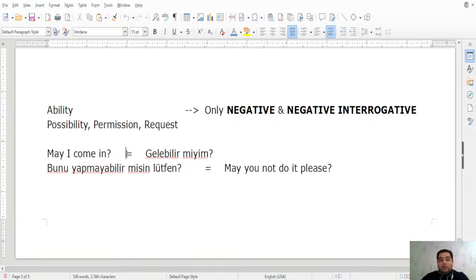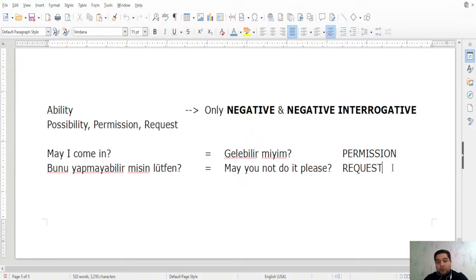So you see, whenever we talk about ability, the affirmative and interrogative are the same as with possibility, permission, and request. Doesn't matter. But when you talk about the negative or negative interrogative of ability, that's the only thing which is different. Everything else is the may structure, not can structure, but may structure. So here, may I come in? It's permission. This one is request. Could you please not do it, may you not do it please?